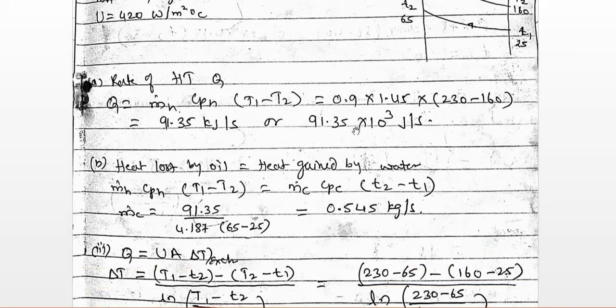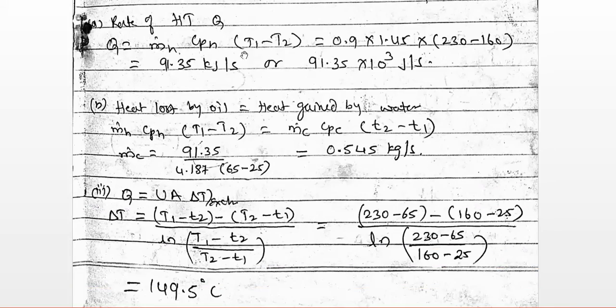To calculate the rate of heat transfer Q, we have this equation: heat lost by the hot fluid is equal to heat gained by the cold fluid. So this is the equation. This expression represents heat lost by the hot fluid is equal to heat gained by the cold fluid. So I will go with this expression: Q is equal to m dot h, Cph, into bracket T1 minus T2.